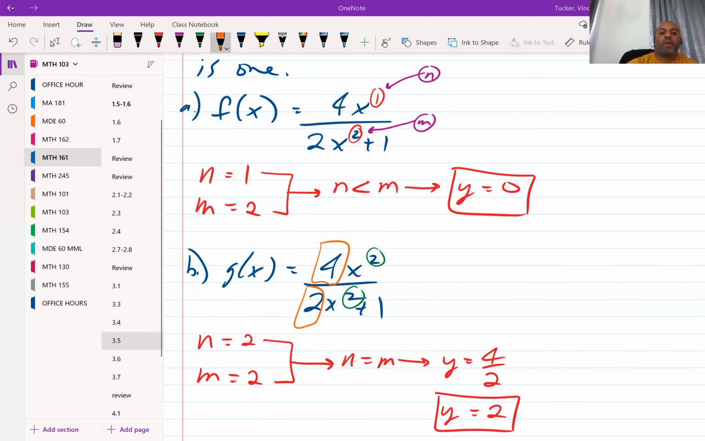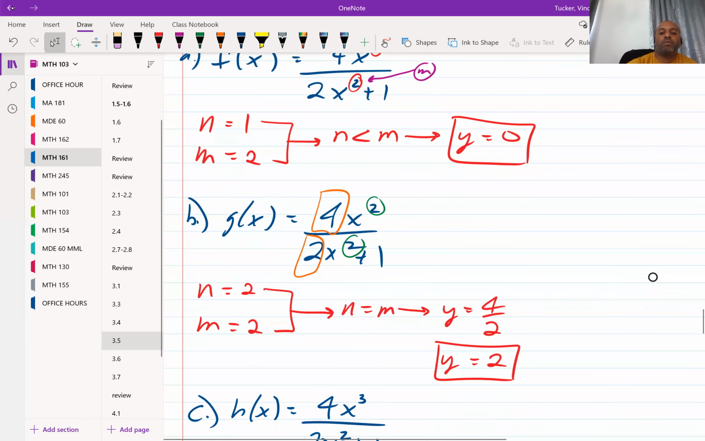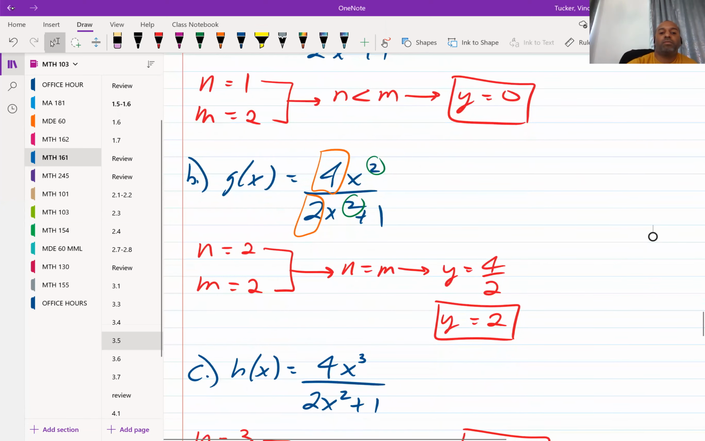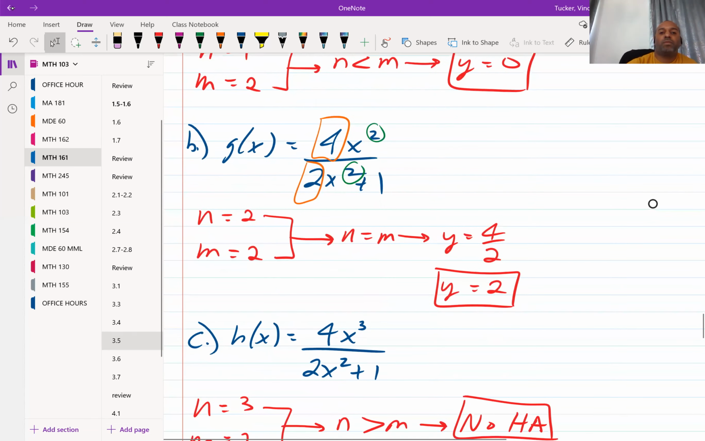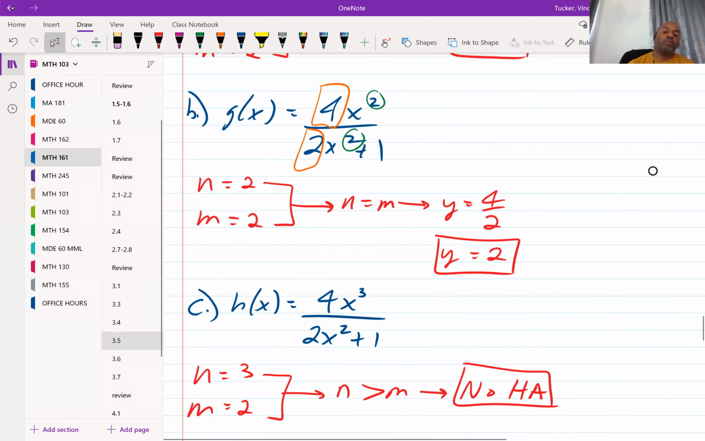All right, any problems before we go to C? C addresses our third scenario. Notice we have 3 for our numerator, 2 for our denominator. As far as our exponents are concerned, the degree of our numerator and denominator are 3 and then 2. So n is greater than m, so that means we do not have a horizontal asymptote.